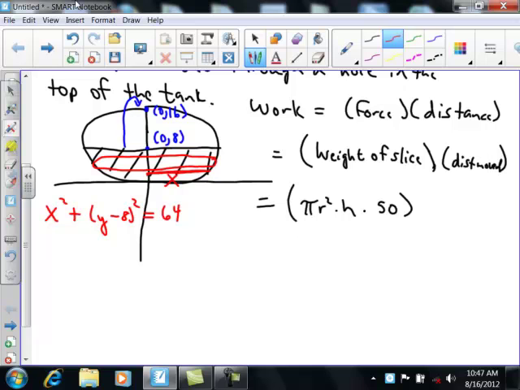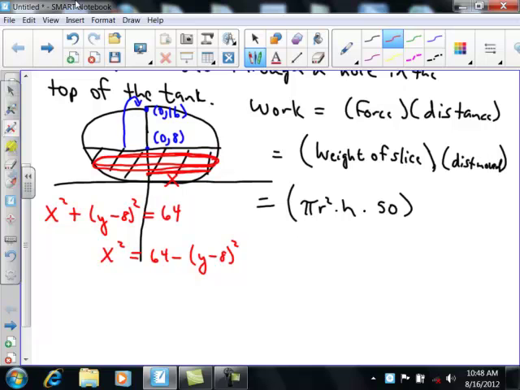So at any level, for this slice that I have here, I want to find out what the corresponding x value is. Well, I can use the equation that I have for that circle to help me find that value for x. So if I move this (y minus 8) squared over to the other side, I get that x squared is equal to 64 minus (y minus 8) squared.